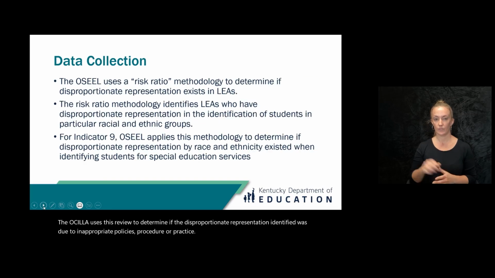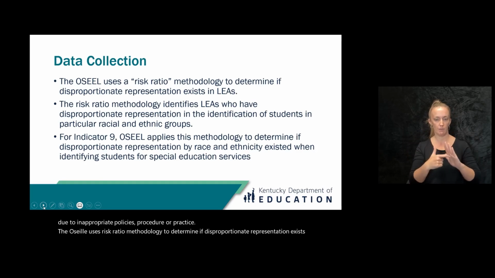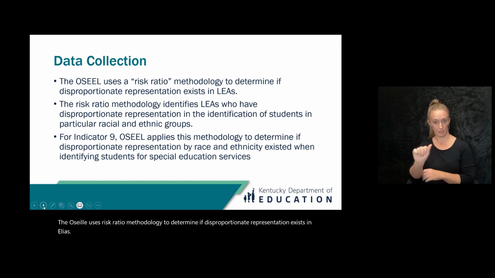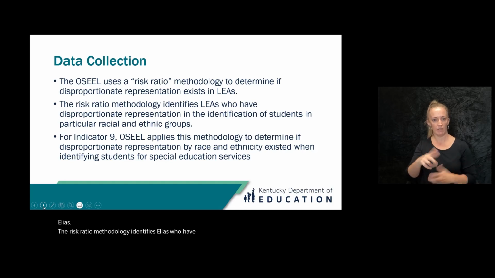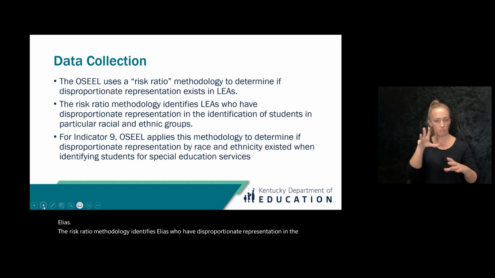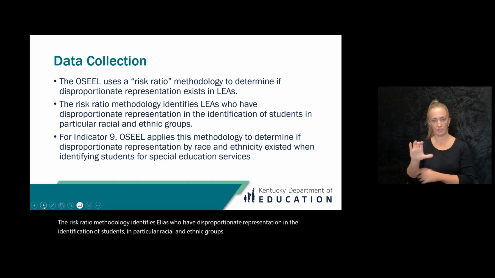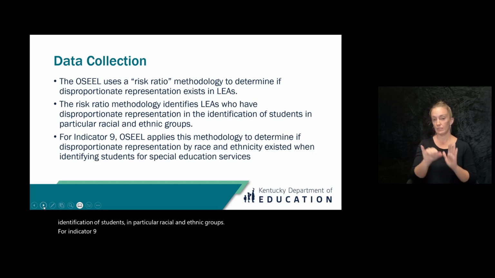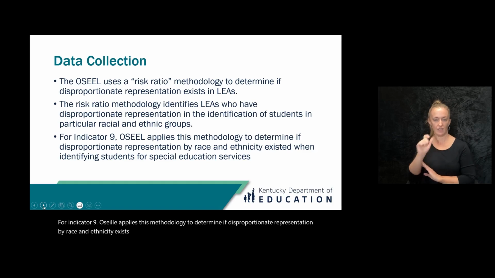The OSEAL uses risk ratio methodology to determine if disproportionate representation exists in LEAs. The risk ratio methodology identifies LEAs who have disproportionate representation in the identification of students in particular racial and ethnic groups. For Indicator 9, OSEAL applies this methodology to determine if disproportionate representation by race and ethnicity exists when identifying students for special education services.